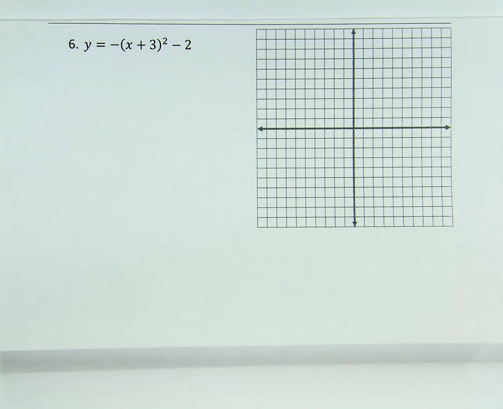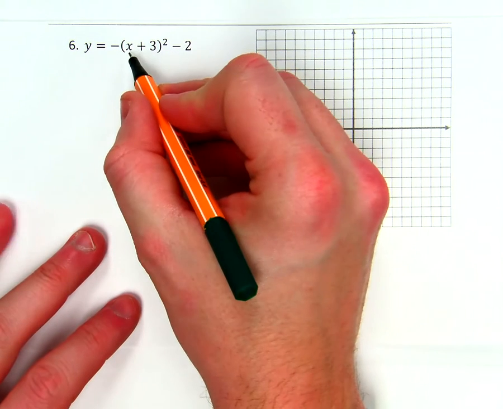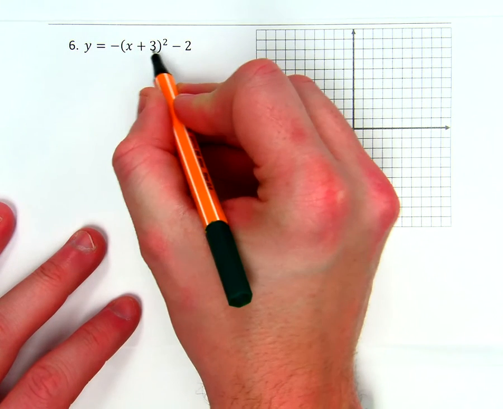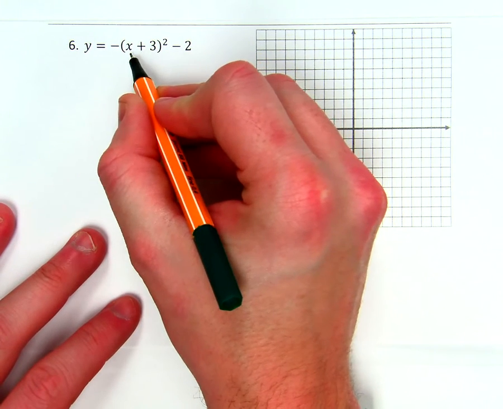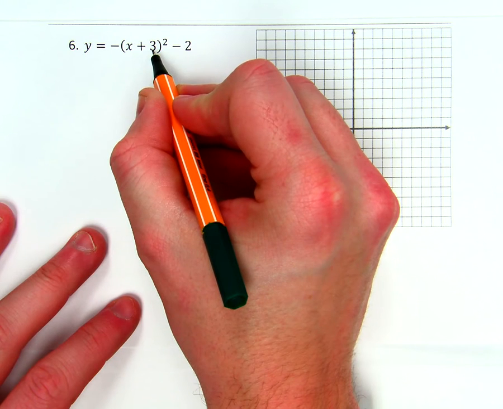Number 6 is also a quadratic written in vertex form. Vertex form means that the way the quadratic is written is going to tell you the vertex. Remember, the x value of the vertex is the number that would make 0 inside of the parenthesis. It is going to be the opposite of the number you see.